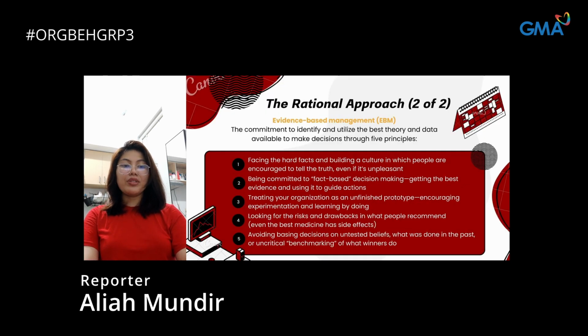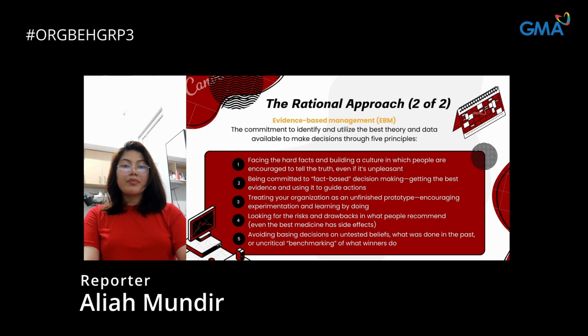There are 5 principles that are used to identify and utilize the best theory and data available to make decisions. This is called evidence-based management. So what is evidence-based management? Evidence-based management is considered a commitment that individuals or organizations use to make decisions. The principles are as follows. Number 1, facing the hard facts and building a culture in which people are encouraged to tell the truth, even if it's unpleasant, to improve decision making, encourage truth and transparency, and build a culture of truth telling.